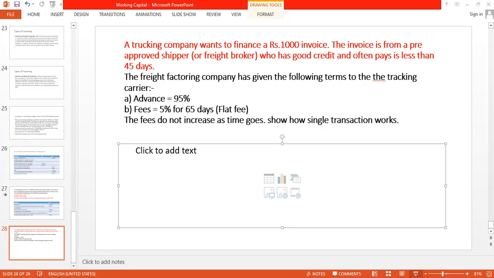invoice amount. Always calculate the fees on the invoice amount, 1,000. Whatever invoice value is given, on that the fees will be calculated. So fees of 5% on an invoice value of 1,000. The fee will not increase as the time goes. Let's see how a simple transaction works.